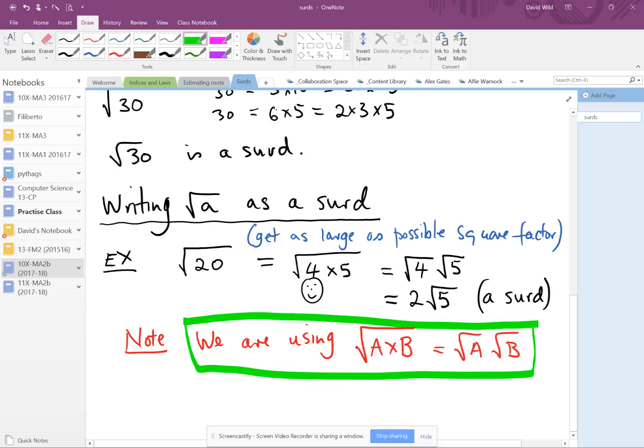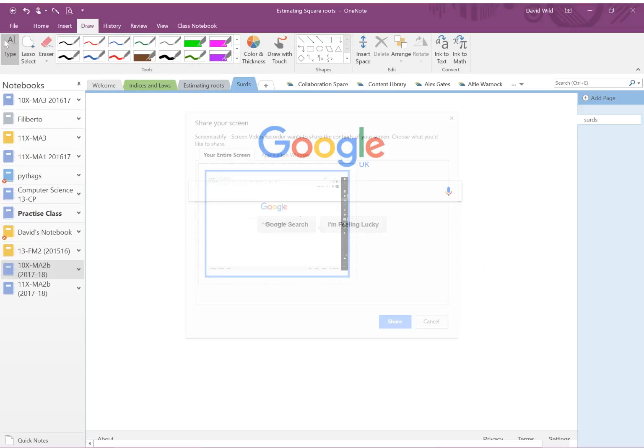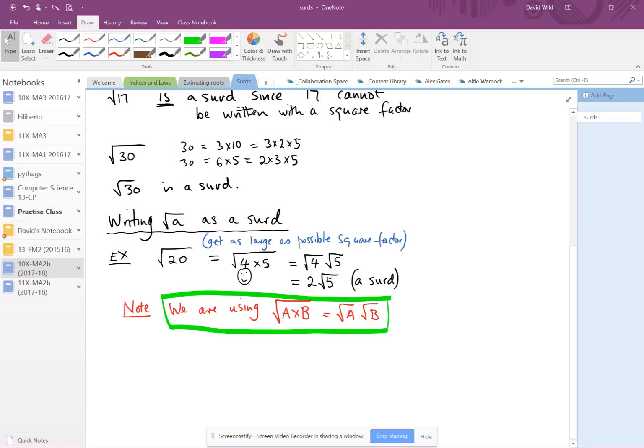Okay, everyone clear on what I've written in that green box there? What does it say before that bit? Writing root 20 as a surd. Can you just point to the bit of the actual surd? This is the surd: 2 root 5. And "surd" in brackets.